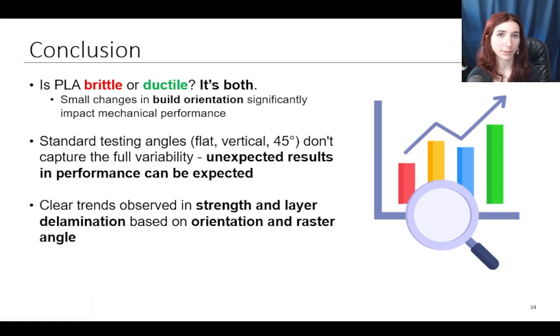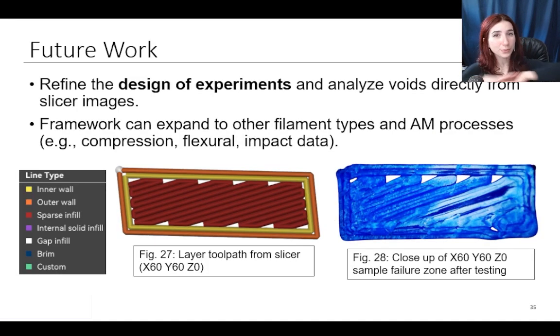Although clear trends have been observed, more tests need to be done, especially if our goal is to, in the future, train a model or to basically understand the full performance range of a material based on selected process parameters. There is room for quite a bit of future work regarding this topic, whether that's refining the design of experiments and analyzing our voids directly from the slicer images. We can further expand our framework, whether that's for different material types, different AM processes, and different mechanical tests such as compression, flexural, impact data.